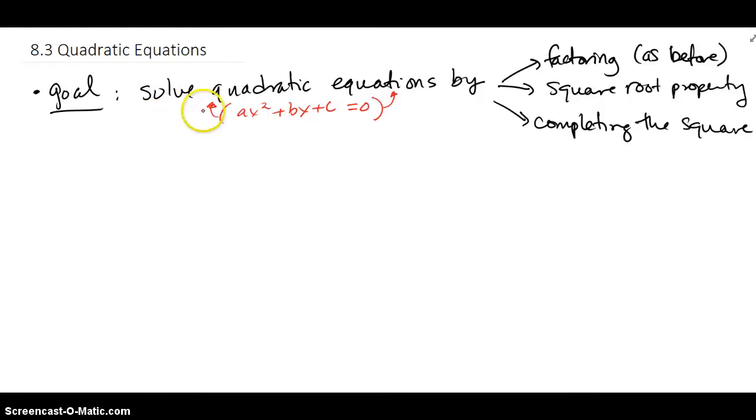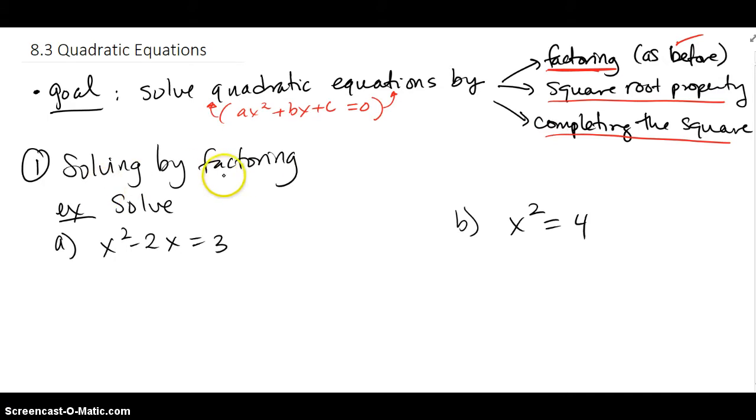Our goal in this section is to solve quadratic equations, which of course look like ax squared plus bx plus c equals 0, by three methods. By factoring, which we've already done before in chapter 5, by the square root property, which is new, and also by completing the square. So a quick review of solving by factoring.